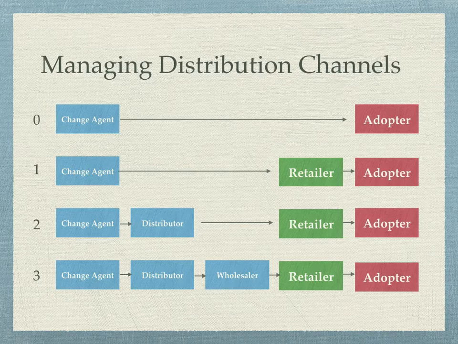Now, in a three level channel, there is a national distributor that finds local wholesalers, that sell to retailers, that sell to your adopter. So the purpose of the different distribution channels is to satisfy your end user, your target audience. It's critical that all these channel members have different focus and different attention, and you select them based on the characteristics that are unique to your target audience.